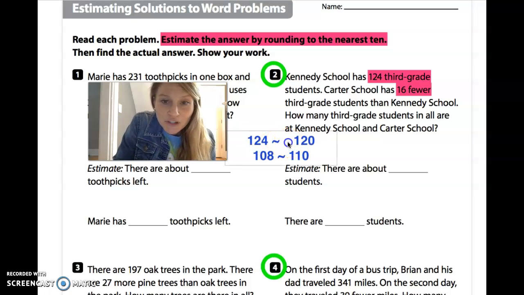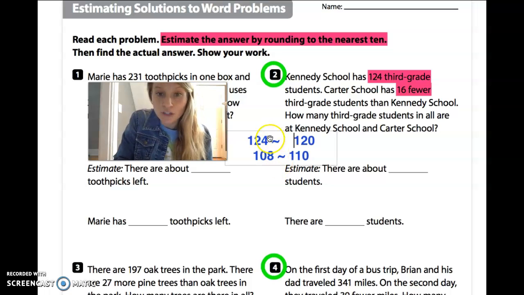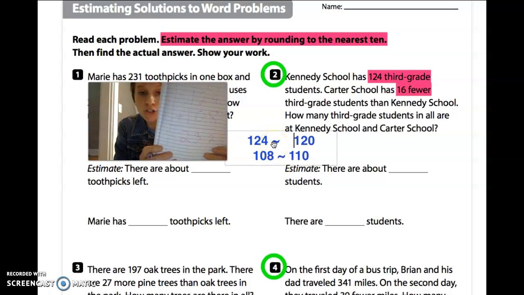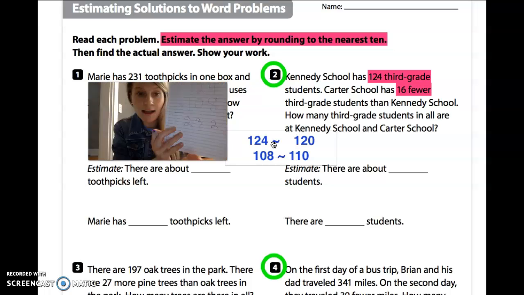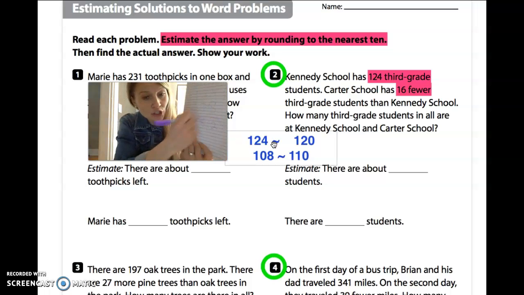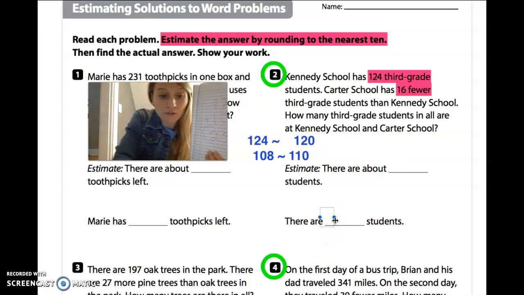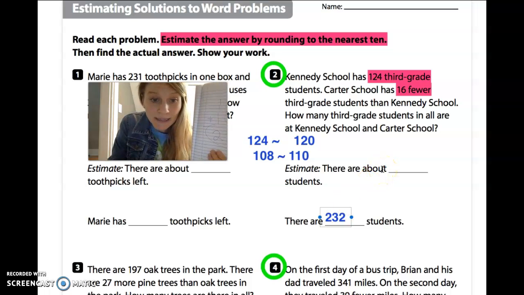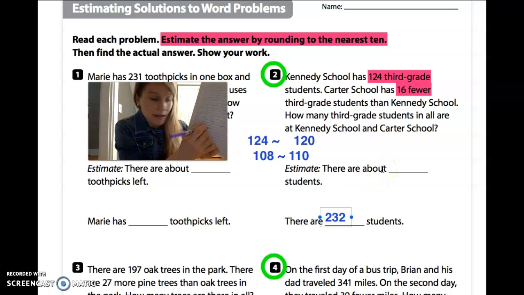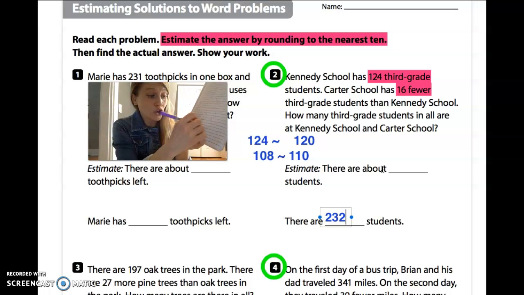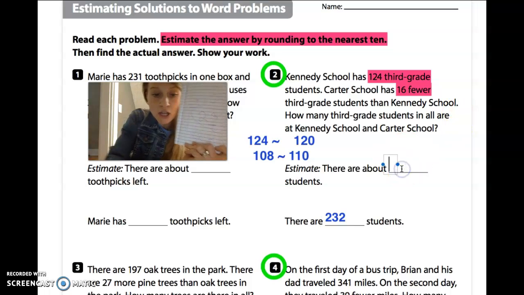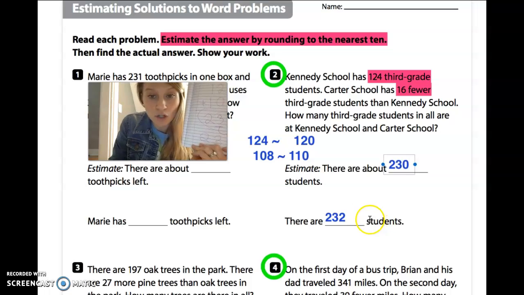All right, so what I want you guys to do is you can do it 2 ways. You can round 124 and 108, or you can put 124 and 108 together and add that first. And I got the answer of 232. So that's the actual answer for how many students. But the estimated answer, I have to go to the nearest 10, and the 2 makes the 3 stay. So it's about 230 students. That's the about, but the real answer is 232.